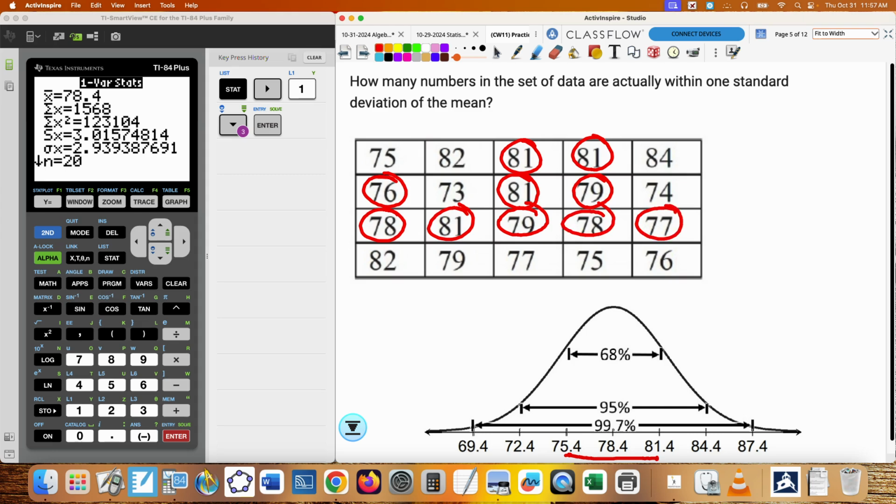81 is. 79 is. 78 is. 77 is within that interval. 82 is not. 79 is. 77 is. 75 is not. 76 is. So it looks like we circled 14 or 13 numbers. 1, 2, 3, 4, 5, 6, 7, 8, 9, 10, 11, 12. 13 numbers were circled.